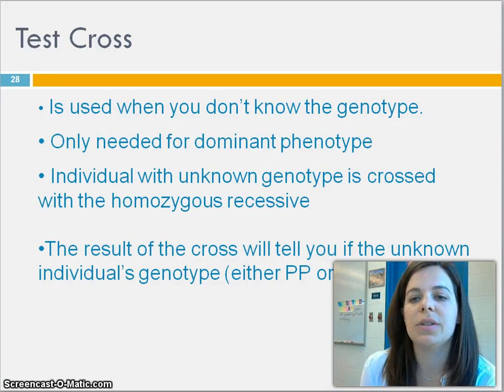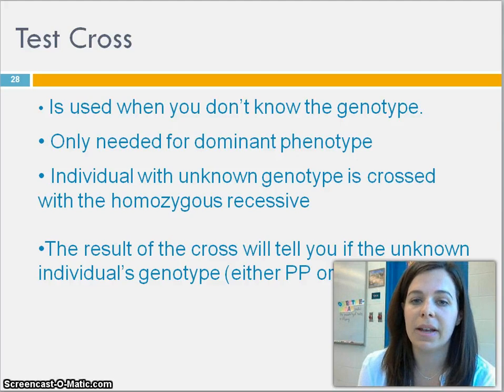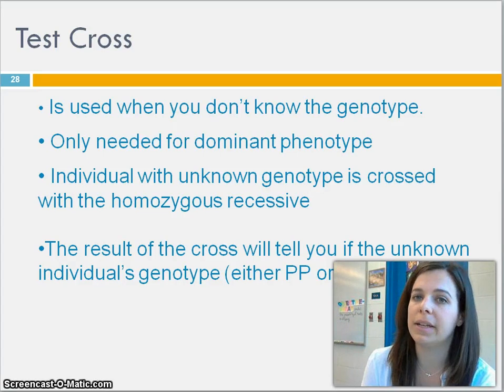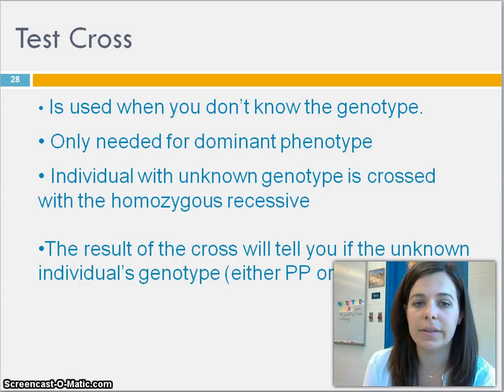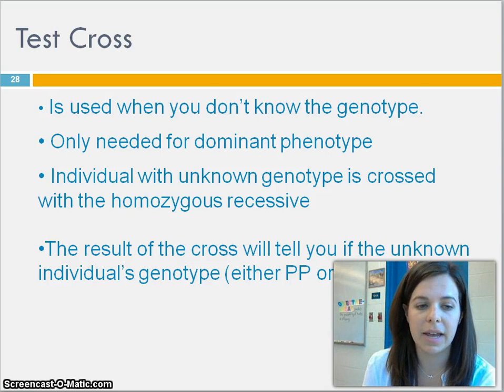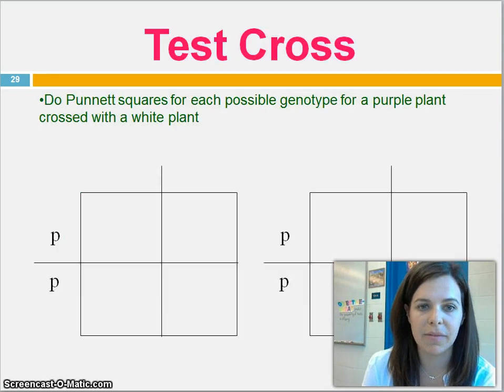A test cross is used if you don't know the genotype of the parents. This is only required if the parent has a dominant phenotype. We want to see if they're homozygous or heterozygous. If they have the recessive phenotype, we automatically know that they have 2 recessive alleles. So what happens is an individual with an unknown genotype is crossed with an individual who has the homozygous recessive genotype. And that will tell you if the unknown individual's genotype is capital capital or capital lowercase, if they're heterozygous or homozygous. So here's an example of that.